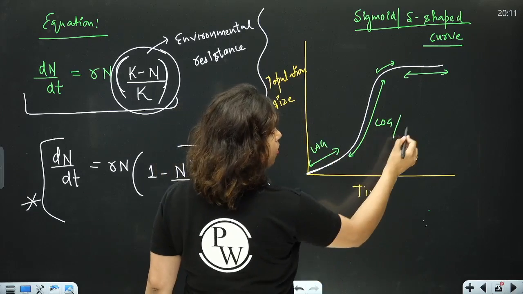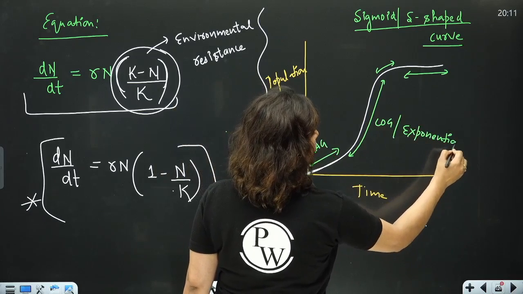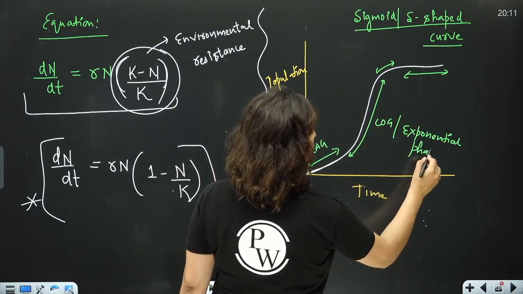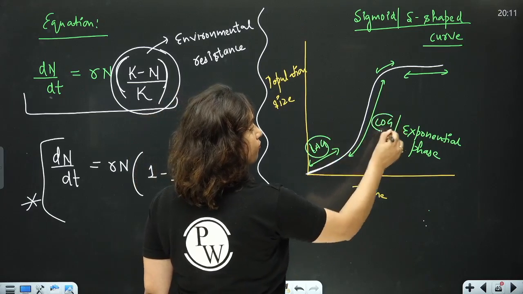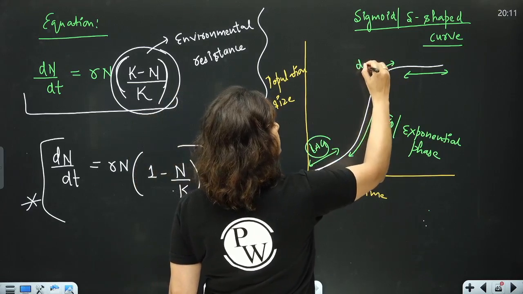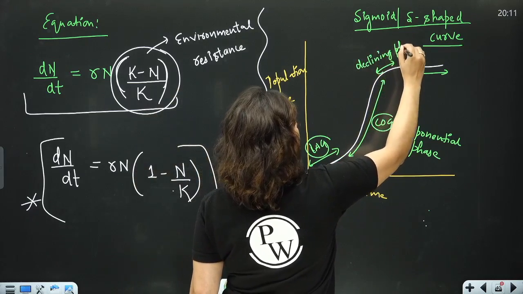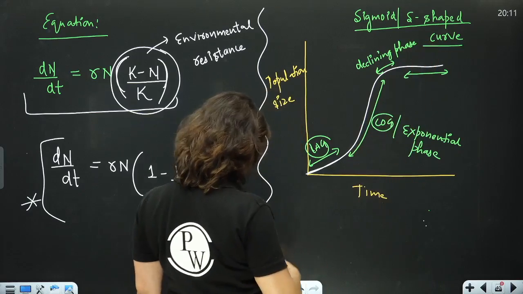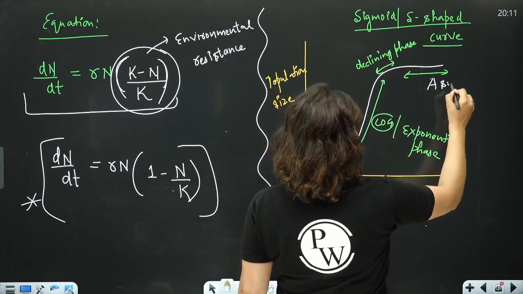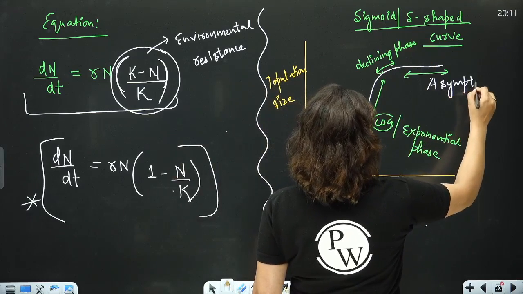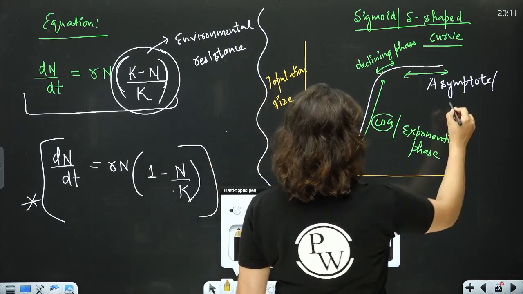So this is the log or exponential phase. This is the lag phase, L-A-G, lag. This is the log phase. This is the declining phase, and this is called the asymptote or the stationary phase.